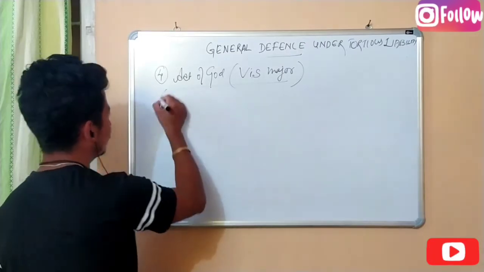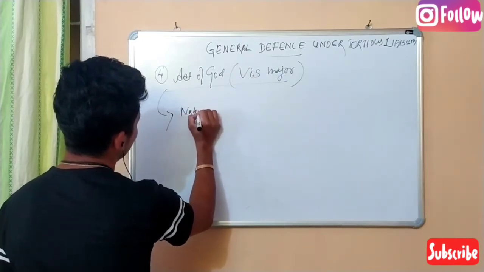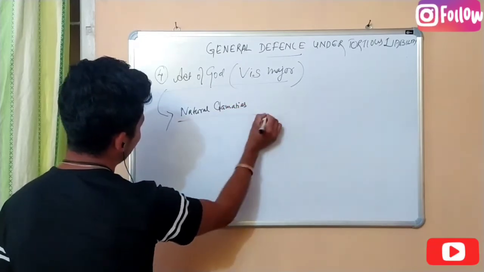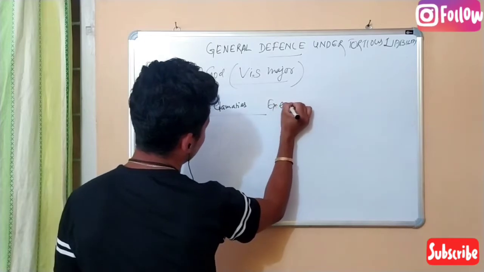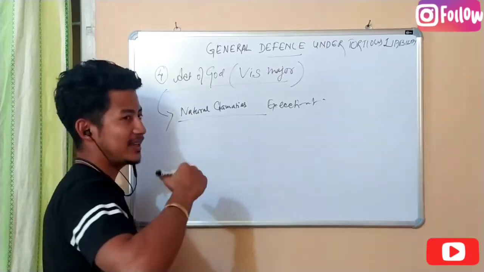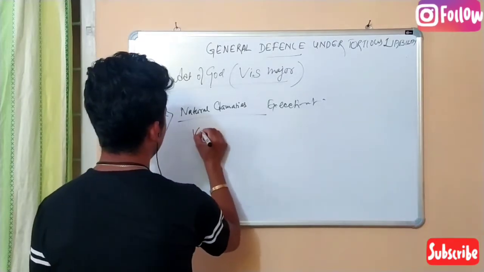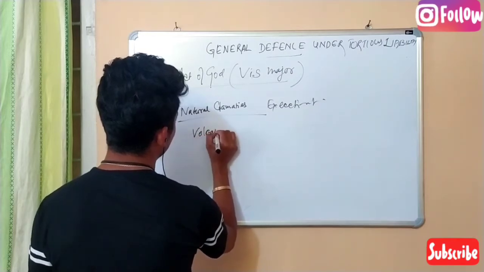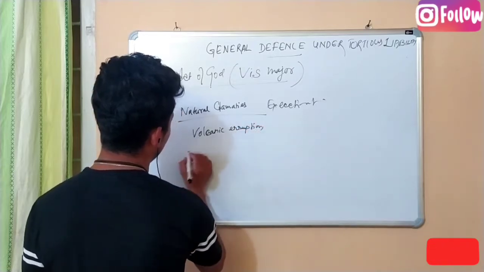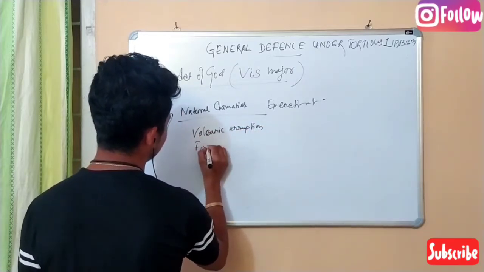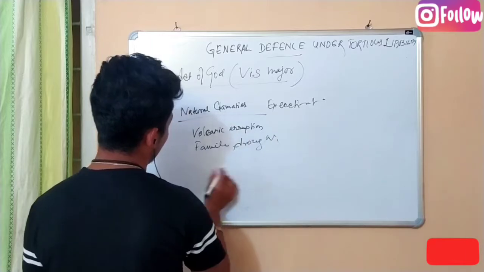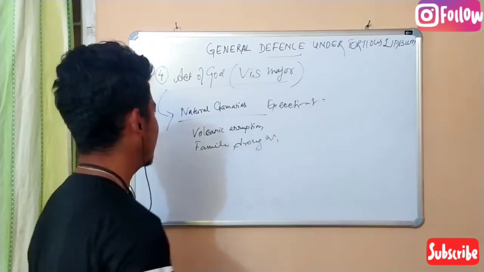So what could it be? It could be natural calamities, which are exceptional. It doesn't mean mere rainfall and all that; it doesn't cover that. It should be exceptional natural calamities like volcanic eruption, famine, drought, many more, a tsunami and all that. So this could be anything.